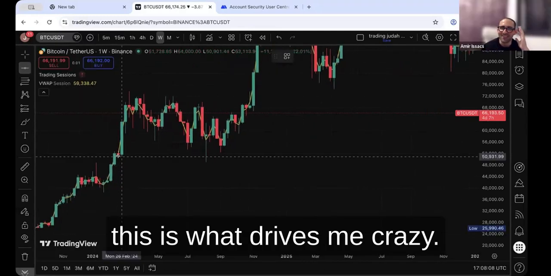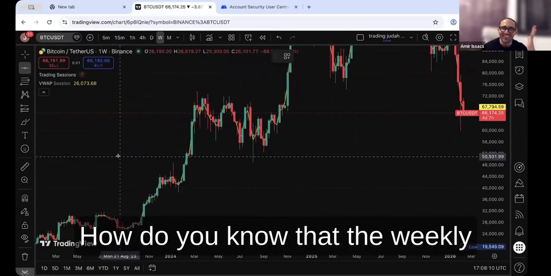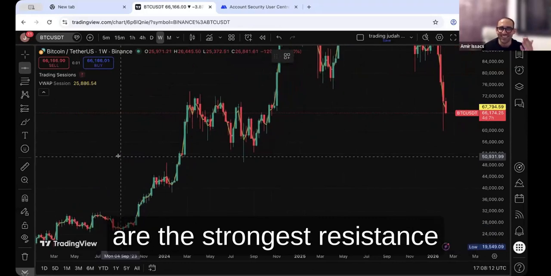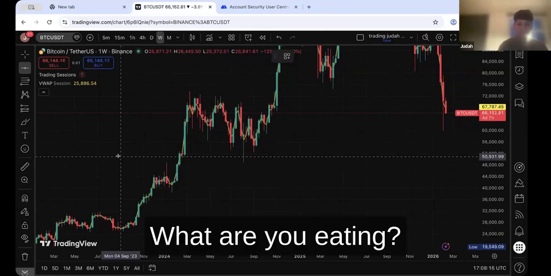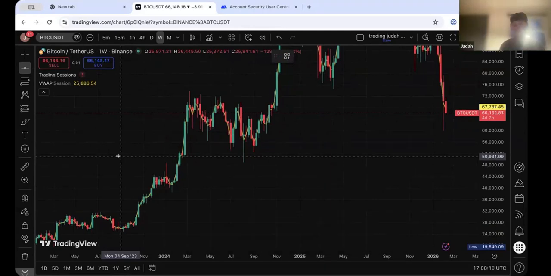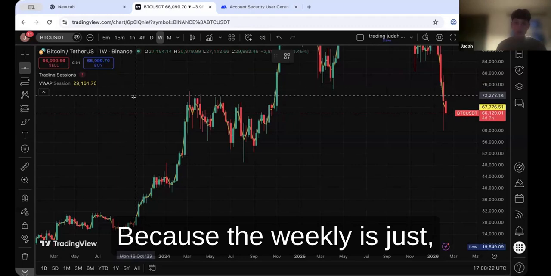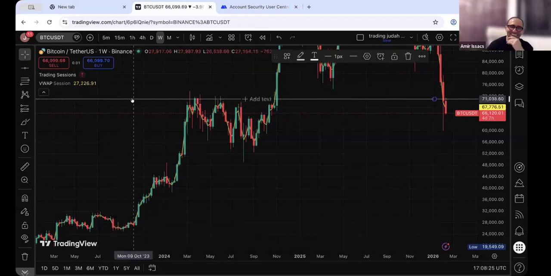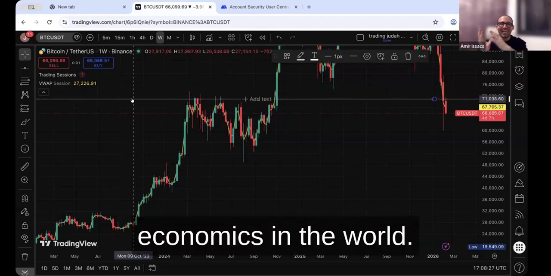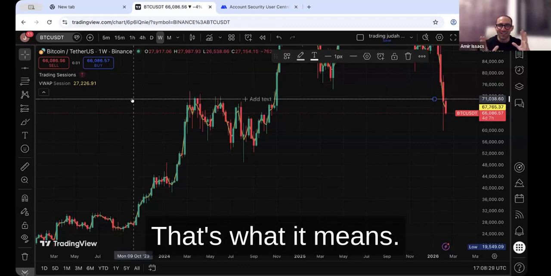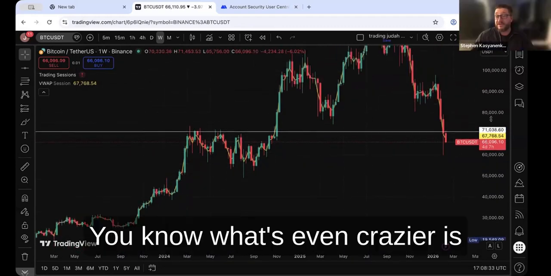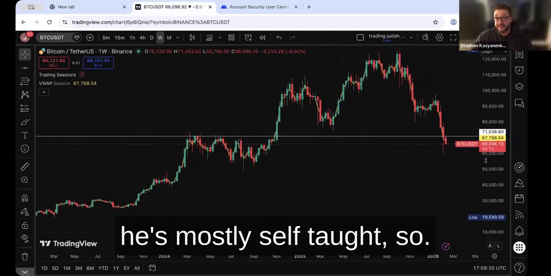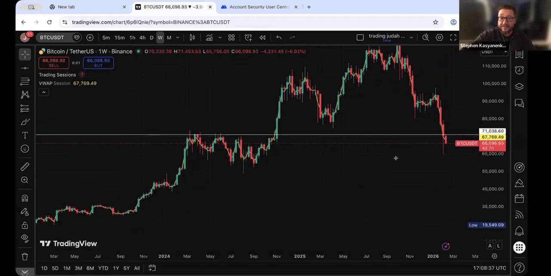This is what drives me crazy. How do you know that the weekly and the monthly candles are the strongest resistance at the age of 17? What are you feeding him, Stephen? Well, the weekly is just a higher time frame. Bro, that means he knows economics in the world. It's not even technical. That's crazy. You know what's even crazier, he's mostly self-taught. But go ahead.